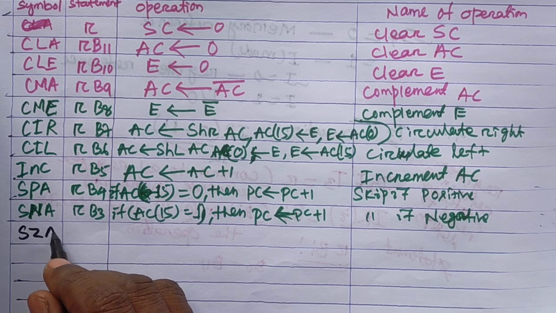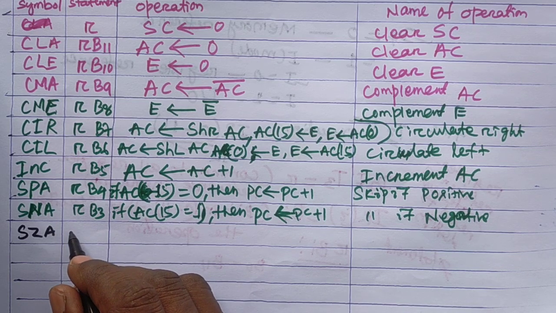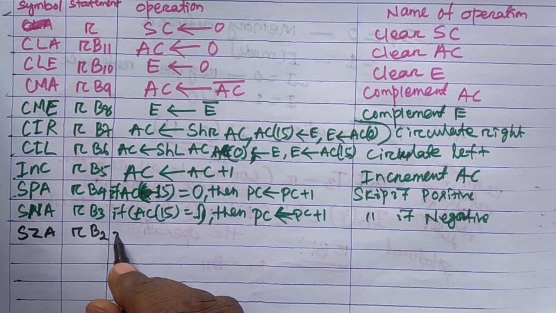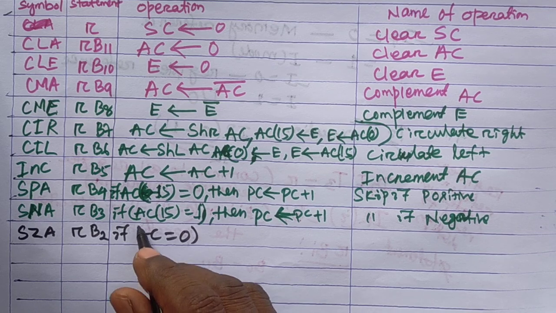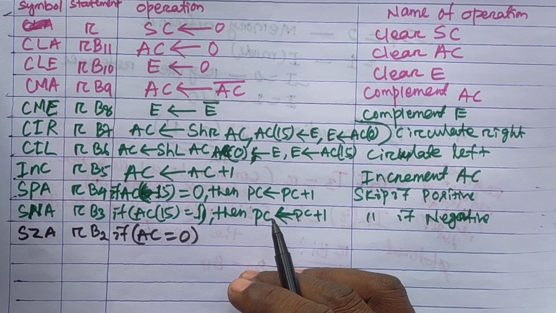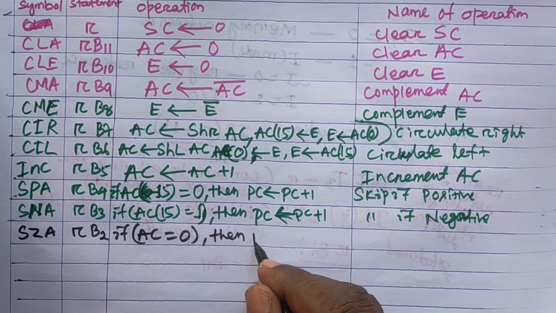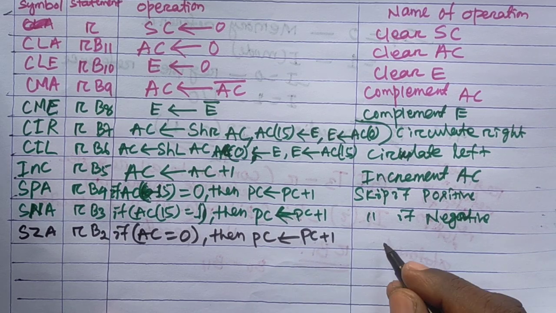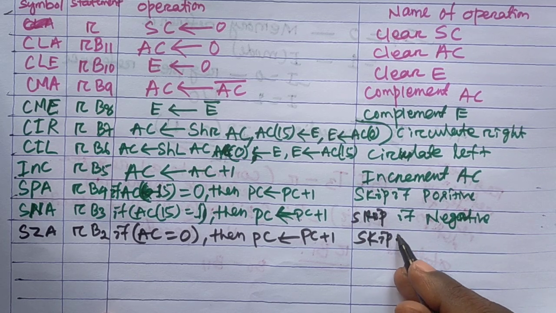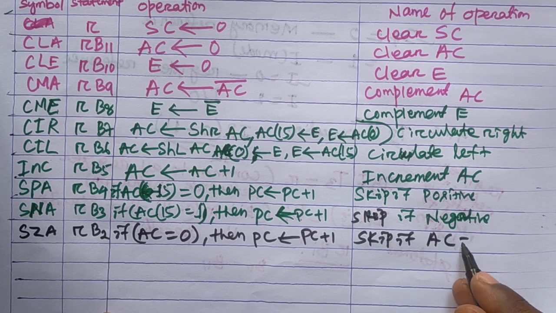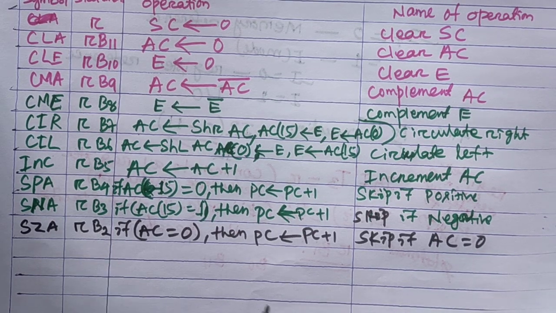Next, skip SZA. SZA means skip on zero accumulator, so this is RB2. If AC is equal to 0, then PC is PC plus 1, and the instruction skips. Also write it here: skip if AC is equal to 0. Okay, this is up to 2.